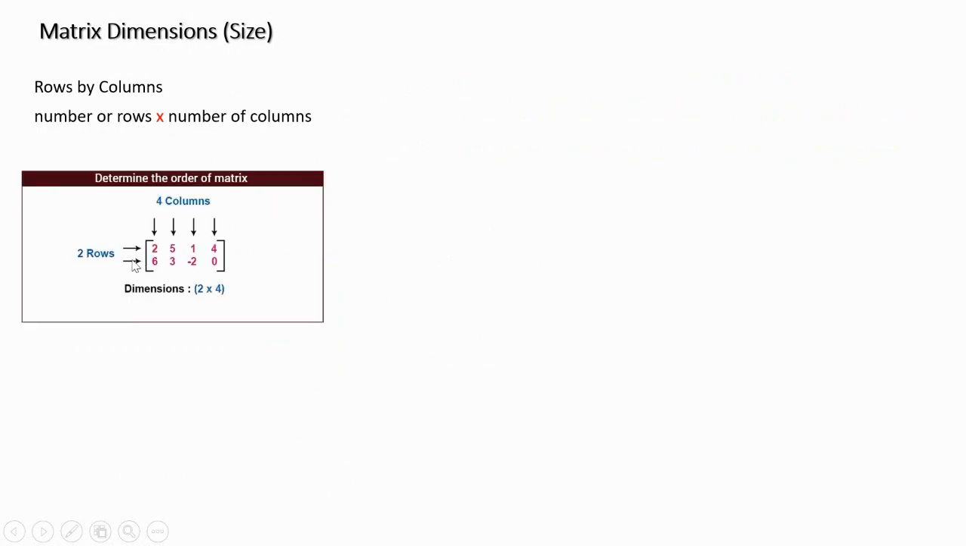Now comes the dimensions, or the size of a matrix. It's going to be rows by columns. The number of rows by the number of columns. Example here: there are going to be 2 rows and 4 columns. So the dimension or the size of this matrix is a 2 by 4 matrix.